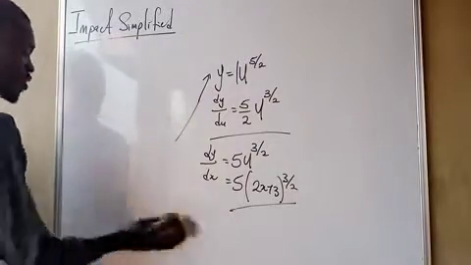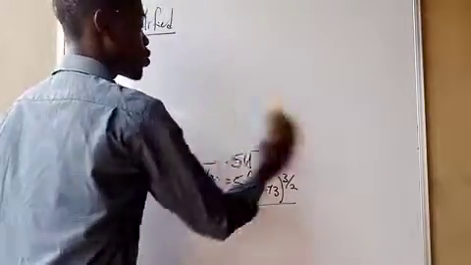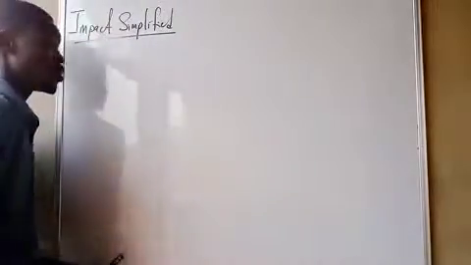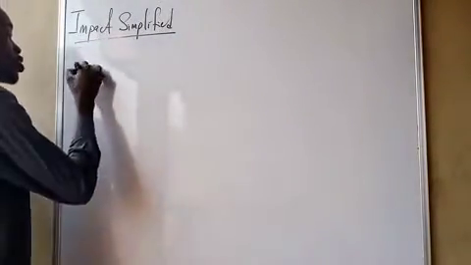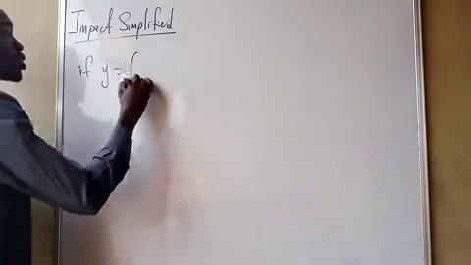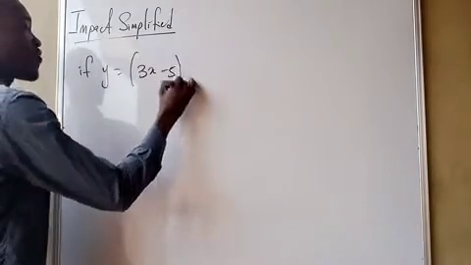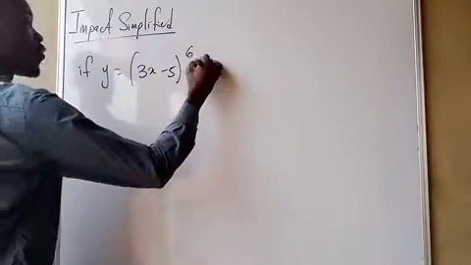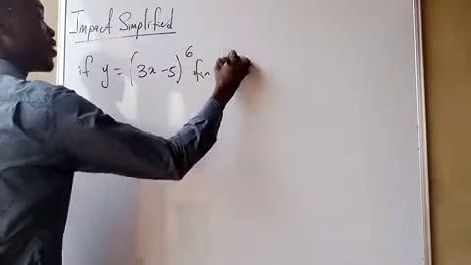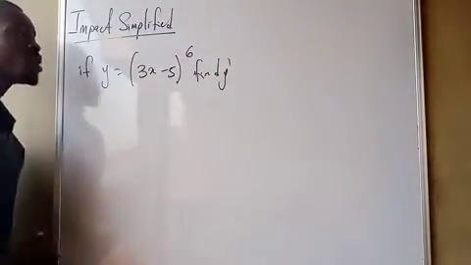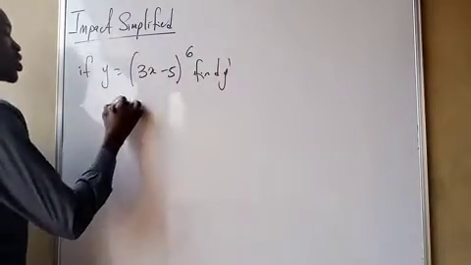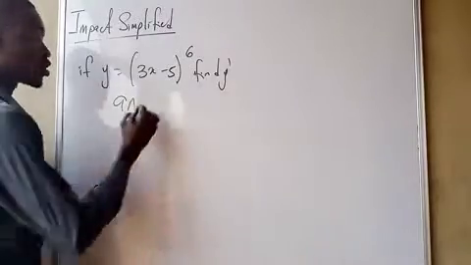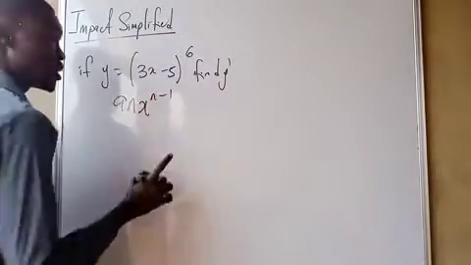Now, if we are solving CBT questions or OBJ questions, we are not going to be making use of all these long principles. How are we going to do it? Let's look at this. We have y is equal to (3x minus 5) to the power of 6. They said we should find the value of y prime. So how can we get our y prime? We are going to look at the shortcut, and the shortcut is a formula: anx to the n minus 1.